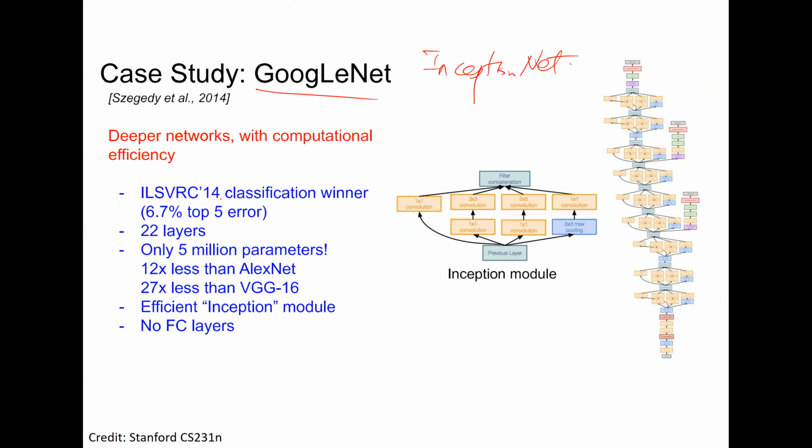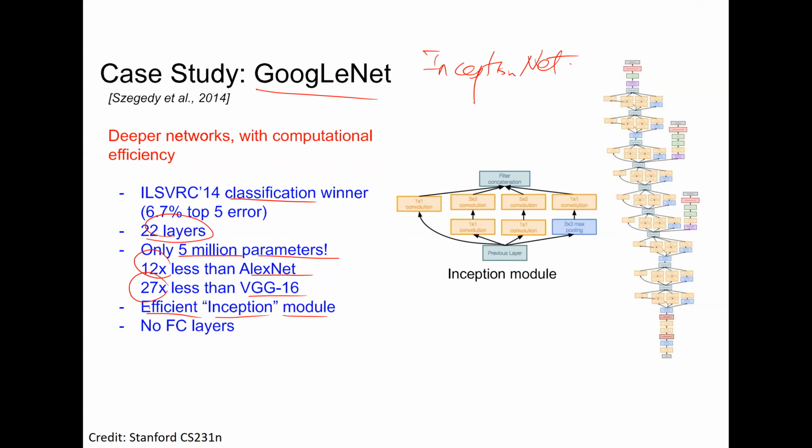It won the classification task, and it contained 22 layers. However, it only contains 5 million parameters, 12 times less than AlexNet, and 27 times less than VGG16. And it designed a very efficient inception module.